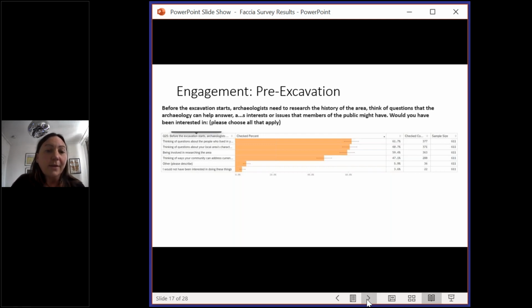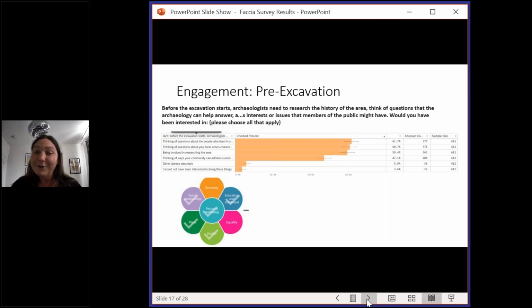And then also thinking about the local area's character. So maybe why were there particular professions that were prominent in the area? Why did the local area develop the way it did over time, and why does it have the character it has today? People would be interested in researching the area as well, and thinking about the ways that the community could address current concerns using archaeology. And as you'll see in these next couple of slides, there are very few people who say they wouldn't be interested in doing any of these things out of the total pool. So that's encouraging, I think.